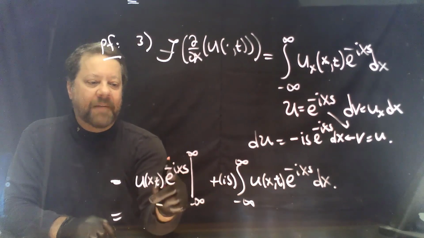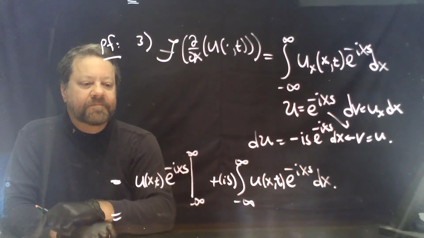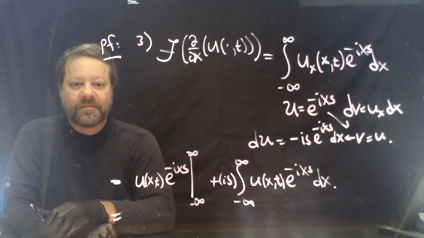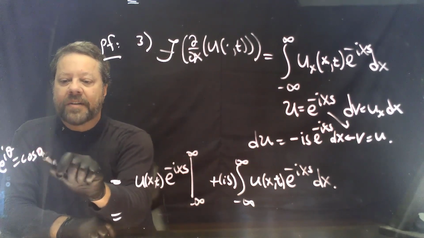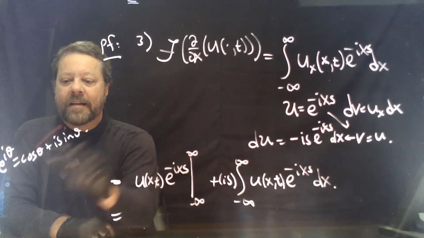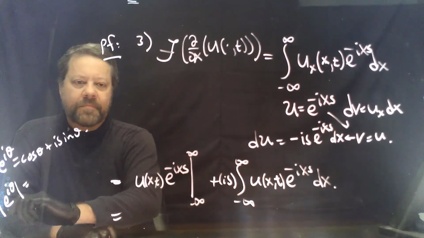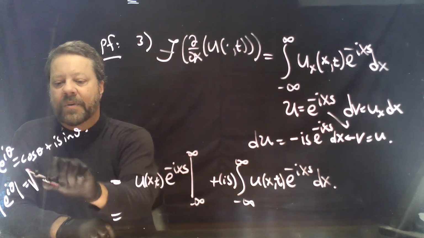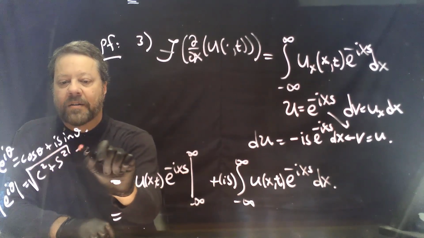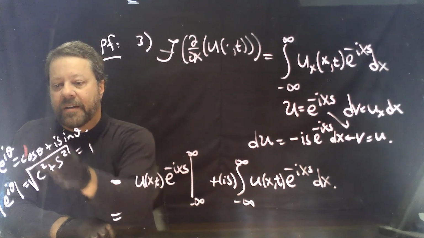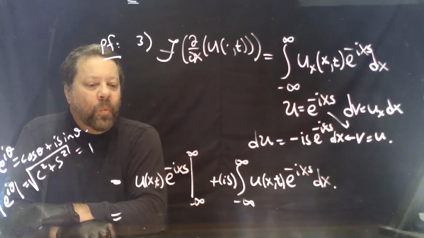Now, e to the minus ixs, provided both s and x are on a real domain, is a bounded function. It's bounded because e to the i theta is cosine theta plus i sine theta. So if we take the complex modulus of e to the i theta, we get the square root of cosine squared plus sine squared, which is 1.